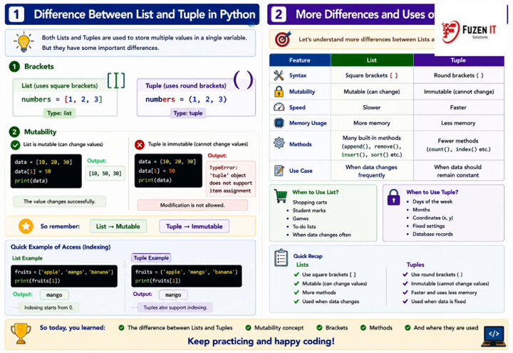So today you have learned about the difference between lists and tuples, the mutability concept, and where they are used.